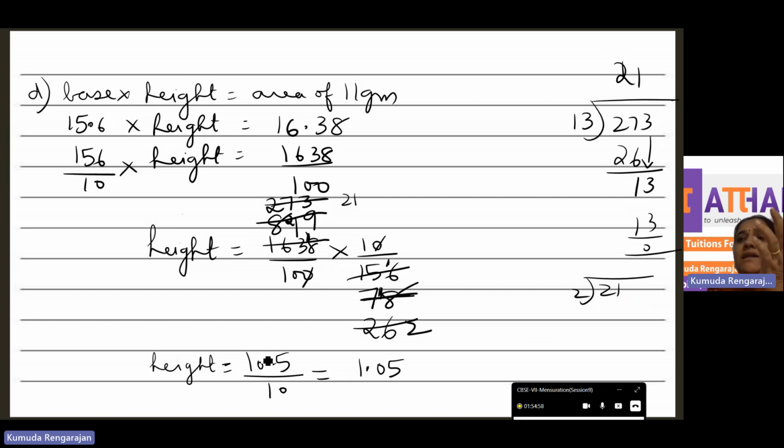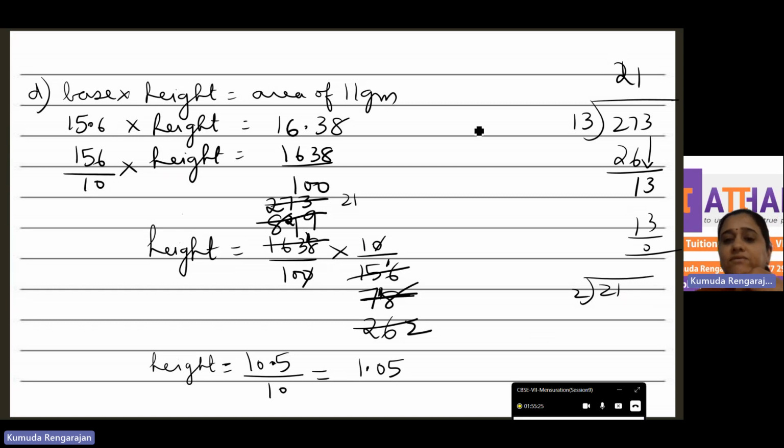When you're dividing by 10, the number will become smaller. So you should shift the decimal point to the left side. 10.5 will become smaller. You should move the decimal point to the left side. Only then, see, when you're dividing by 10, the number will become smaller.